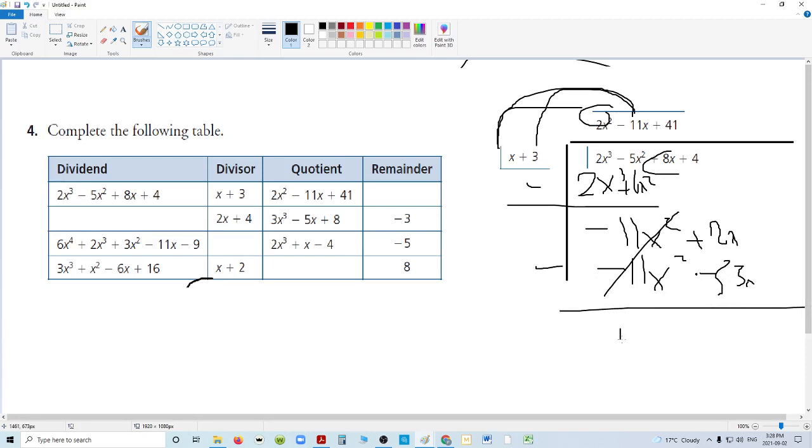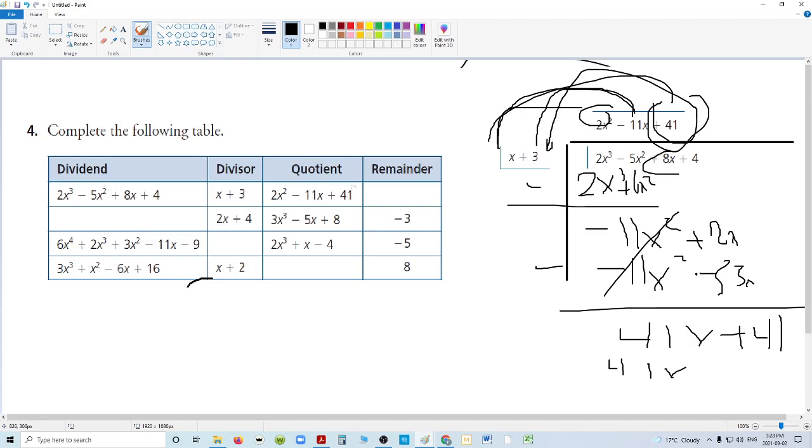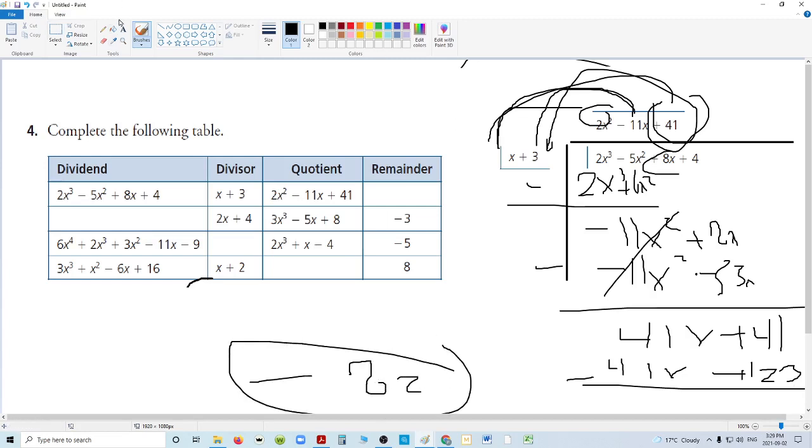And I get plus 41x. And then when I bring down the 41 as the last number, I get 41x plus 41. Oh, and I was way off on my remainder. 3 times 41, oh, that's what I had to multiply. 3 times the 41 instead of what I did. And 3 times the 41 is 123. And when I subtract them, I get negative 82. And that should be the remainder right up there.